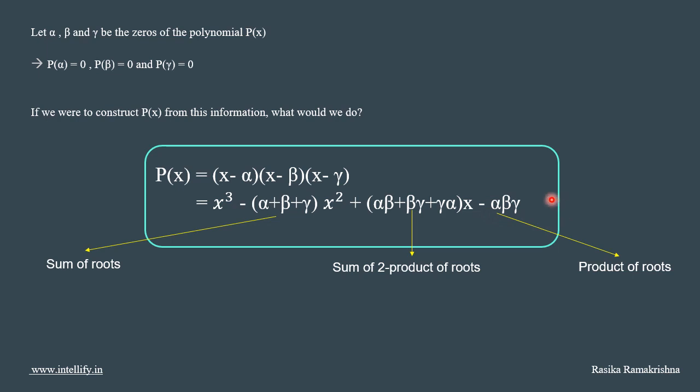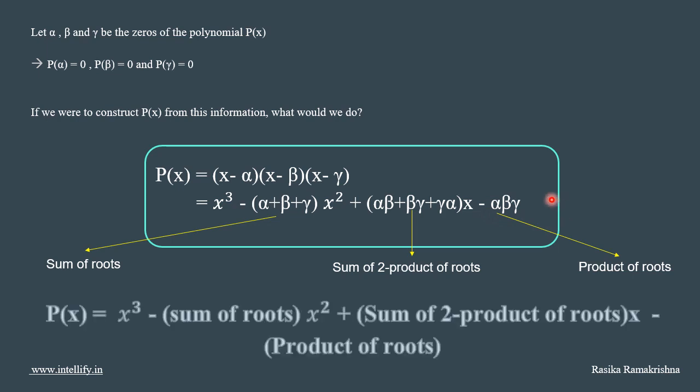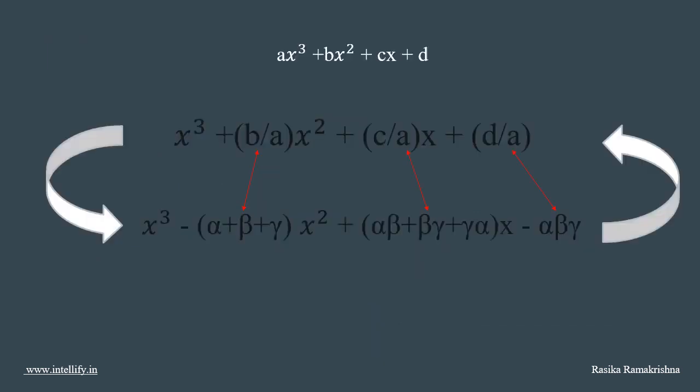So any cubic polynomial p of x with roots alpha, beta and gamma can be written as p of x equal to x cubed minus the sum of the roots times x squared plus sum of two product of roots times x minus the product of the roots. Alright, so we seem to have obtained some relationship between the polynomial and its roots. Right, so recall that p of x is given by x cubed minus sum of the roots times x squared plus sum of two product of roots times x minus product of the roots.